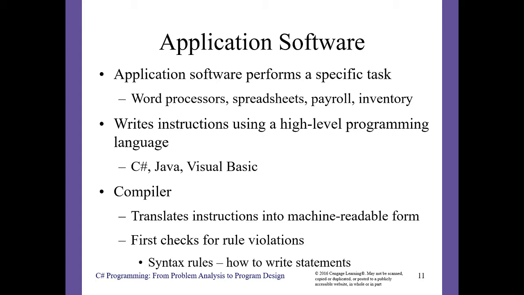When we are talking about application software, we're talking about creating computer applications using high-level programming languages like C# and Java. Visual Basic is one that's kind of fallen out of favor, but it's still out there. These languages are all compiled or somewhat compiled, and a compiler is another program that just takes syntax and converts it into something that the computer can understand, a machine-readable form.